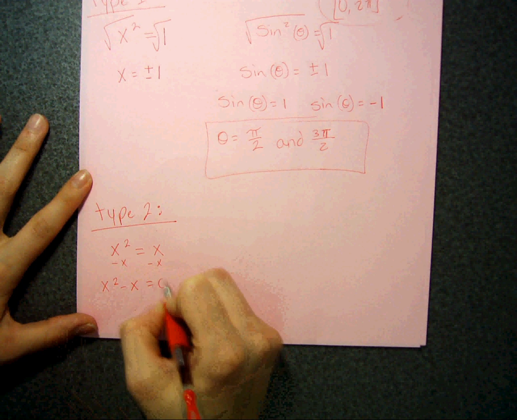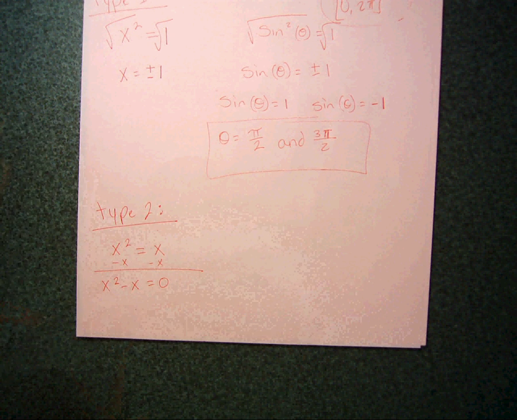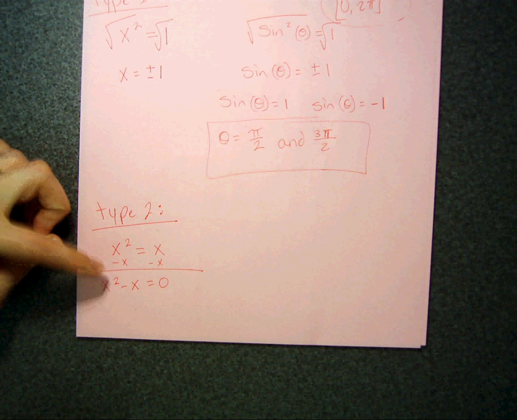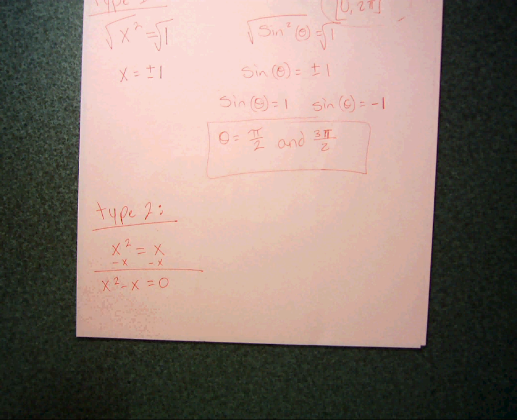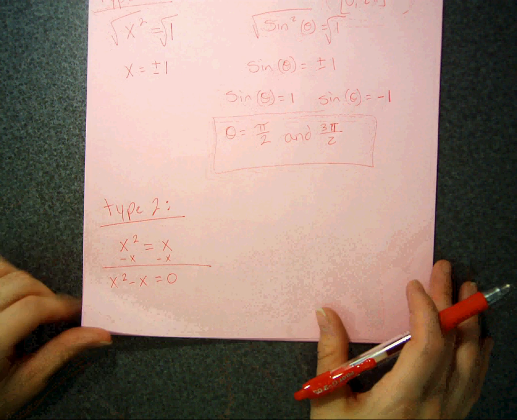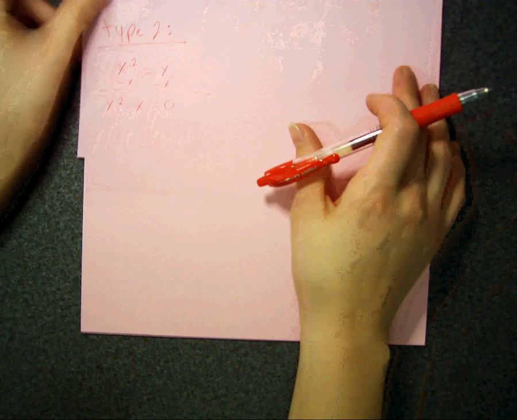If I have two variables, I need to get both variables on the same side of the equal sign. So I'm going to subtract x from both sides. I get x squared minus x equals 0. Right? And be careful with that.